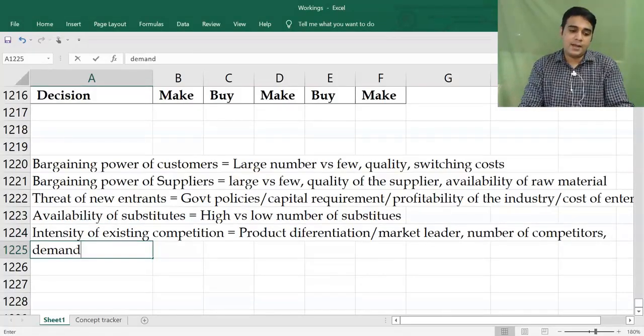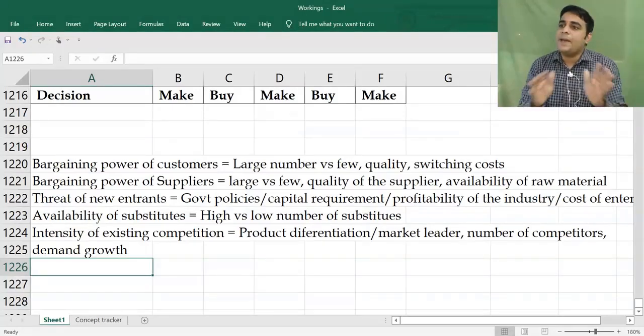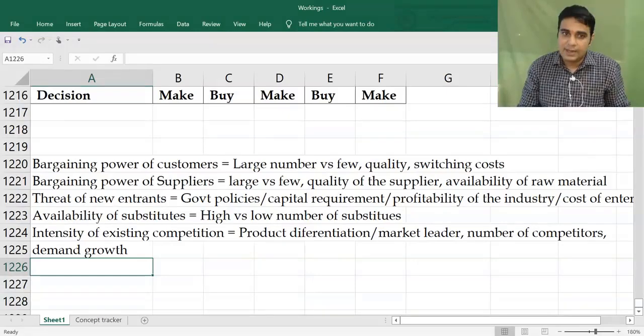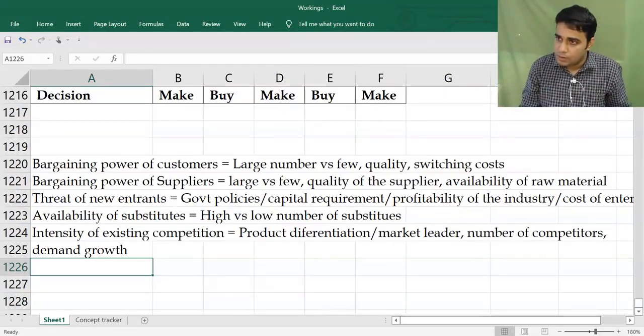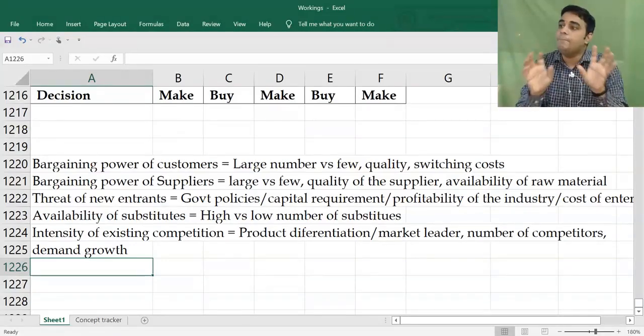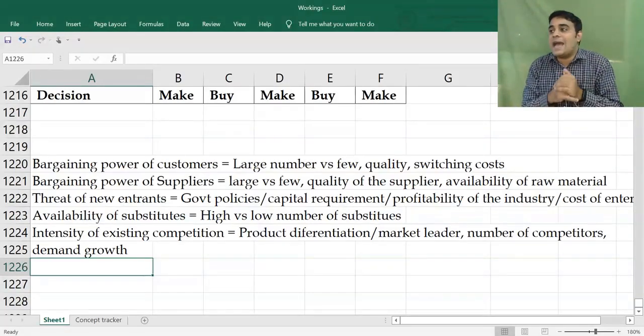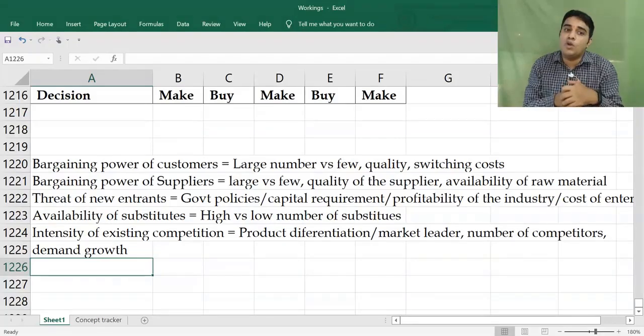Demand growth. If demand is growing at 20-25% and capacities are growing at 15-20%, you will not have any problem in that industry. Let there be 1,000 competitors also, because everyone will have their own share. One important factor which will influence is whether there is growth in the industry. If an industry is stagnating and you still want to have a share of that industry, you will try to compete.